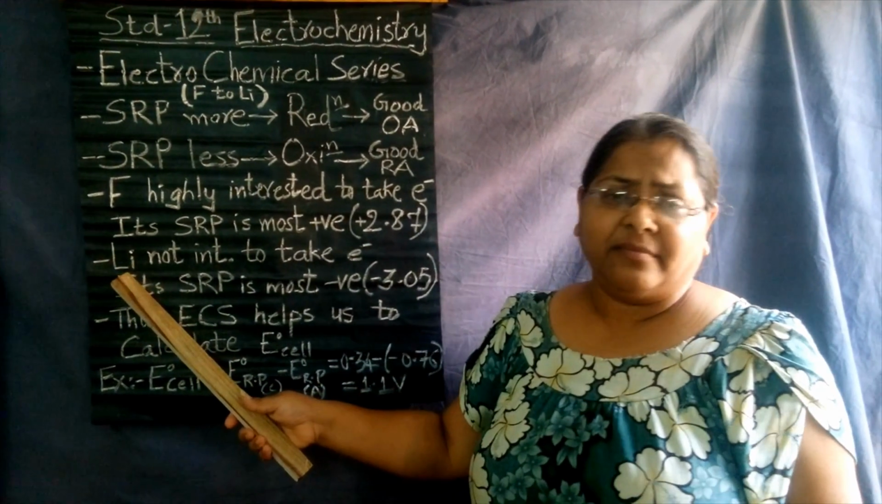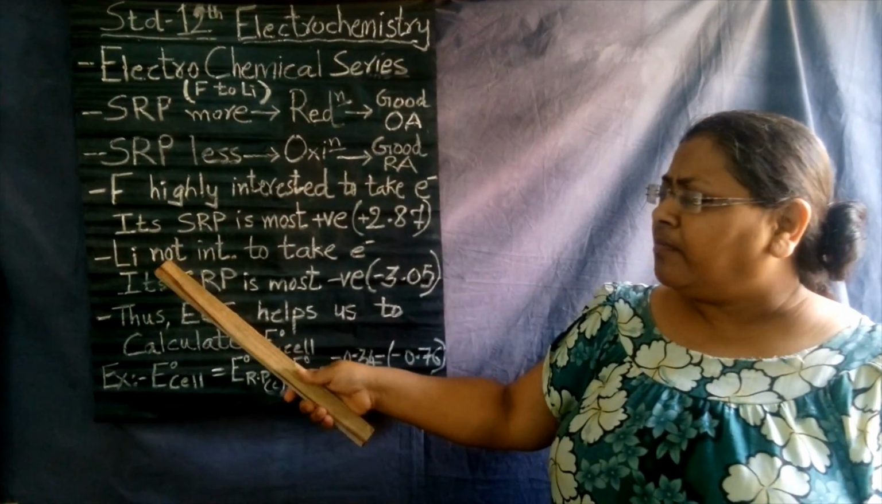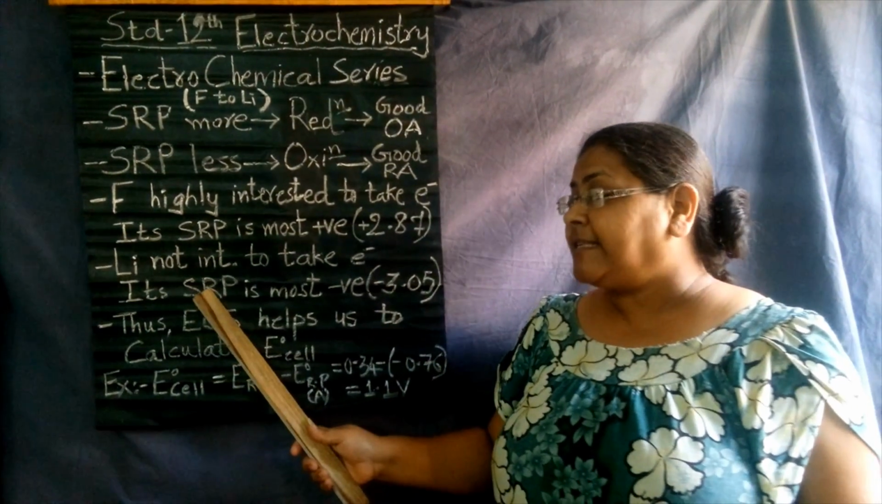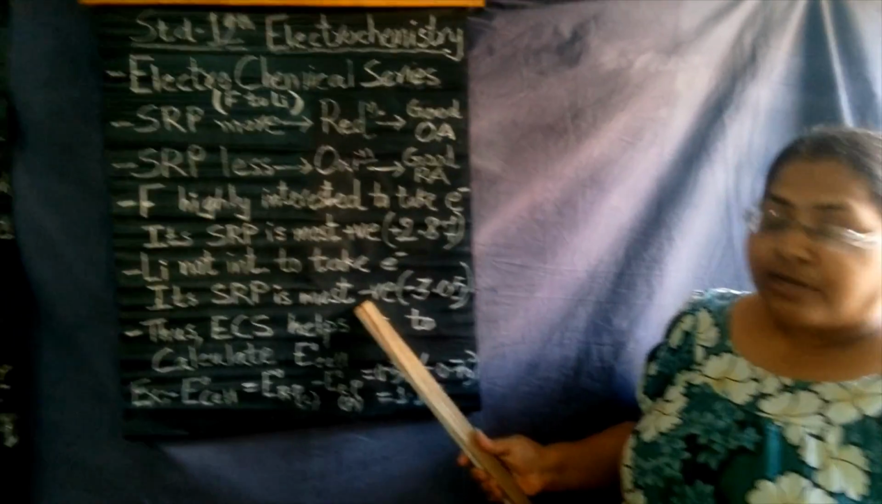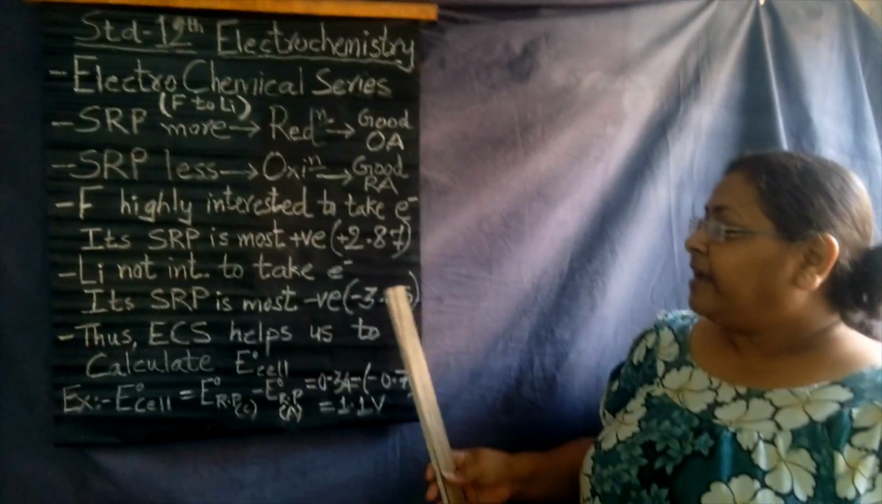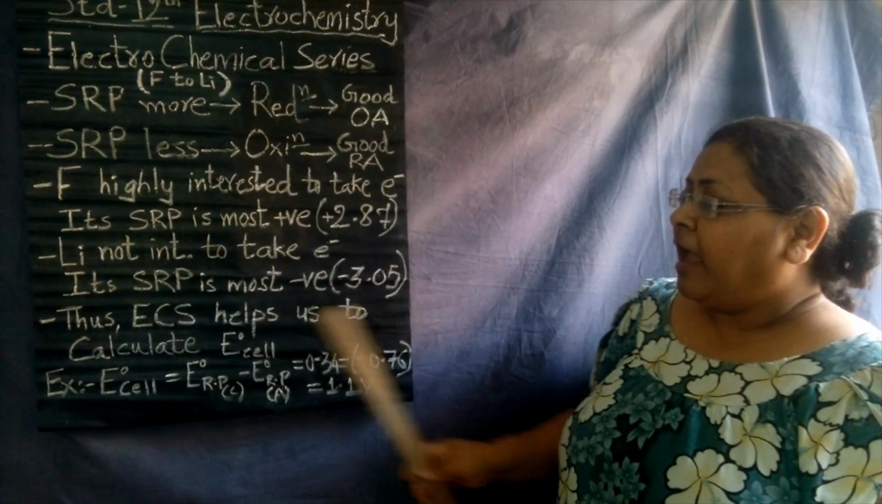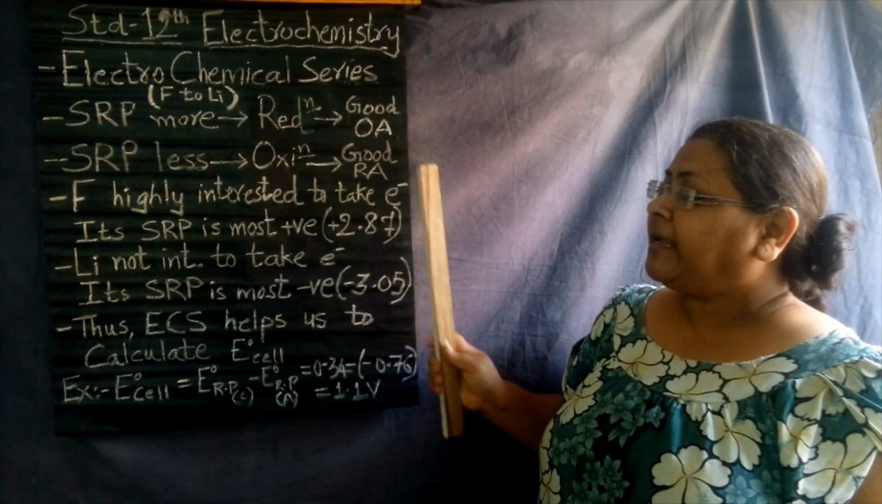Whereas lithium is a metal. It is electropositive, not much interested in taking the electron. So its SRP is most negative in the electrochemical series, minus 3.05, and so lithium is a good reducing agent.